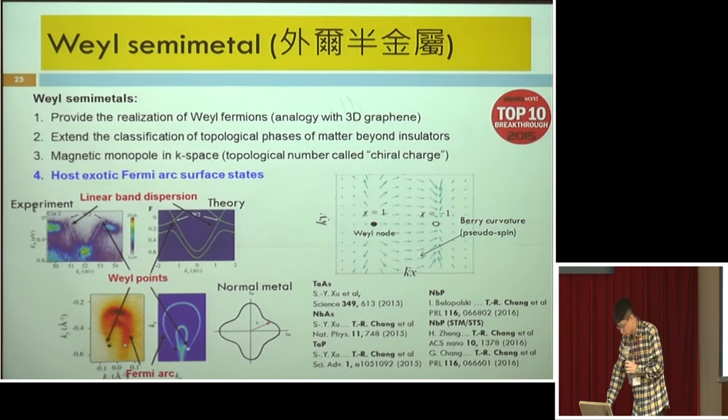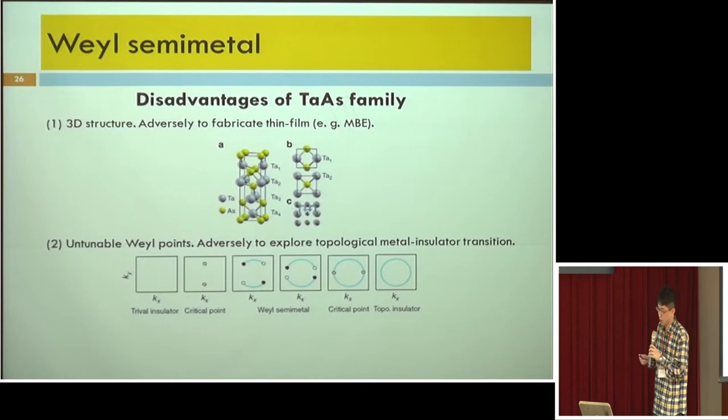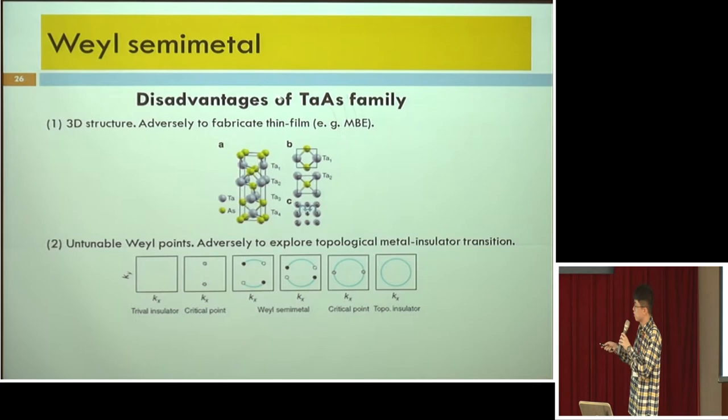Okay, because of this unusual electronic structure, we can expect Weyl semimetals to offer not only fundamental physics, but maybe possible future applications different from normal metal. However, real Weyl semimetal materials are still very rare. We only have the TaAs family. But this family has many limitations. For example, TaAs is a three-dimensional crystal, so it is very hard to make devices in experiments.